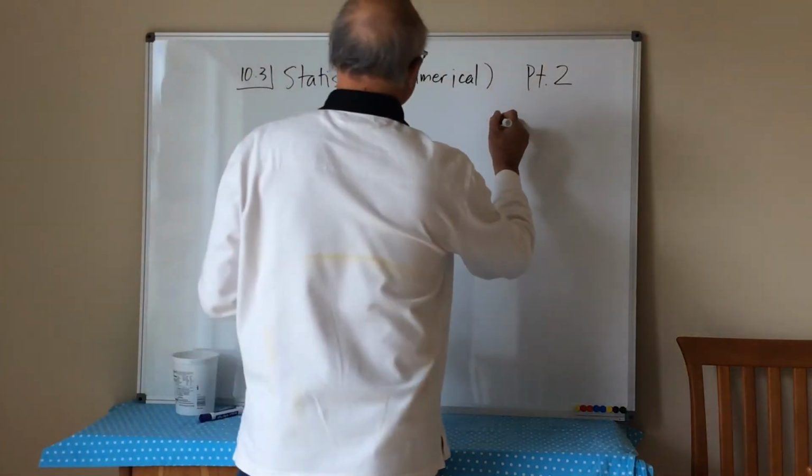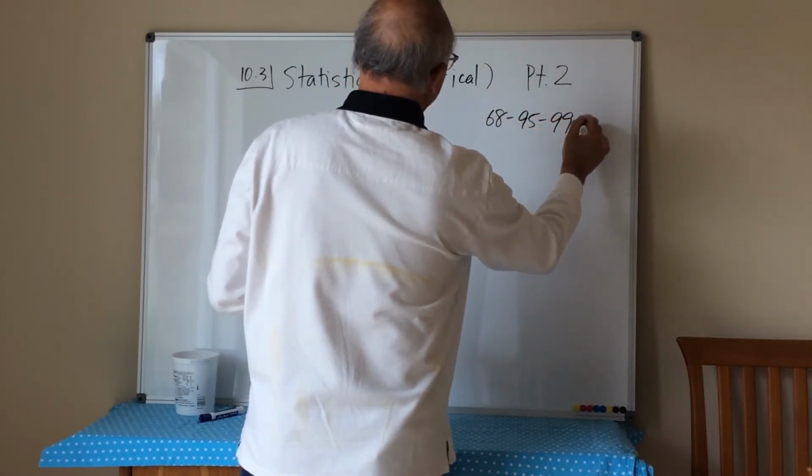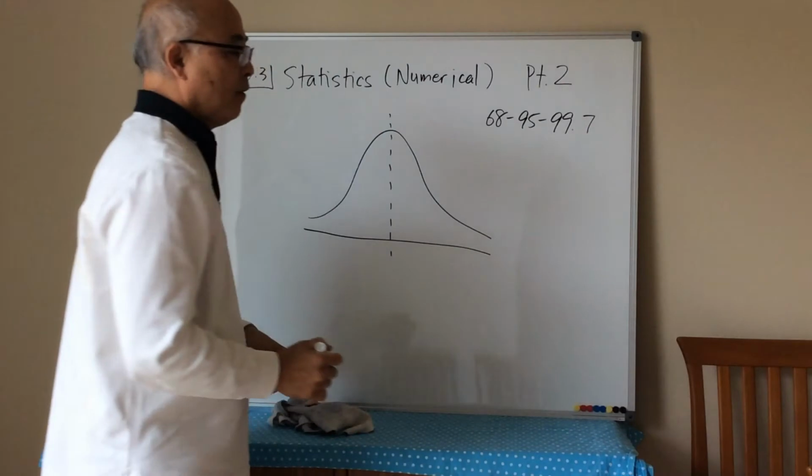Next thing we're going to learn here is the 68, 95, 99.7 rule, okay?